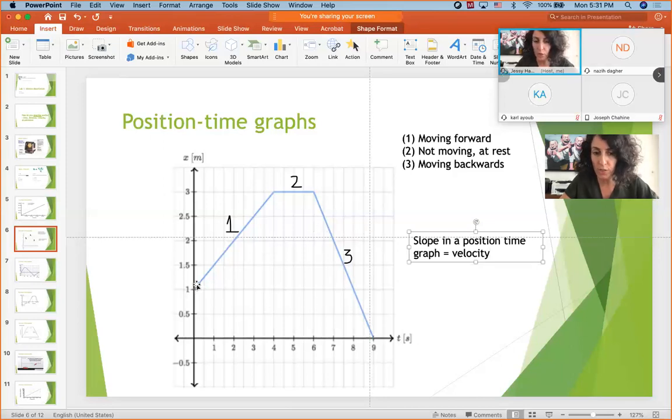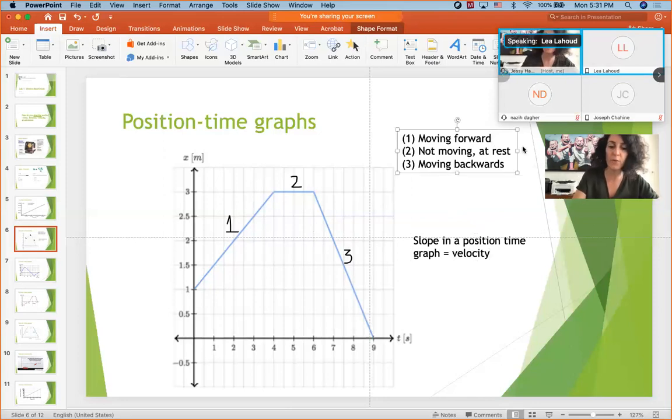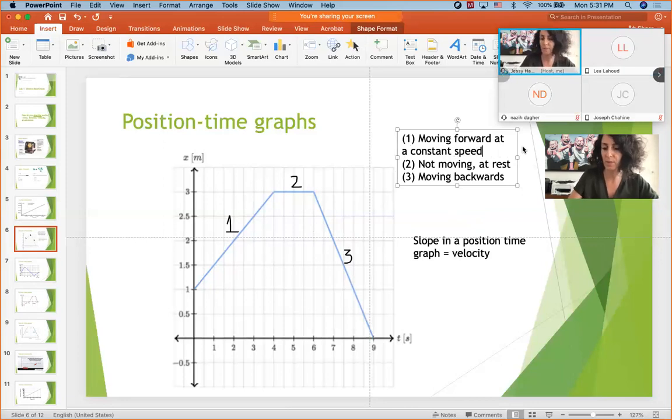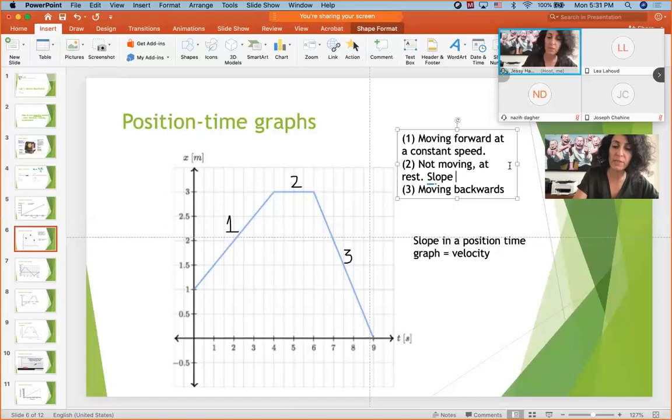I don't know if Leah was the one talking, I was not following your name. Do you see that the slope is constant? Yes? Correct. Okay, so since the slope is constant, it means that the velocity is constant, Leah, which means moving forward at a constant speed. Okay? And you see the slope is positive. So slope positive means forward because velocity is positive. And this one, you see that the slope is equal to 0, meaning velocity equals 0.